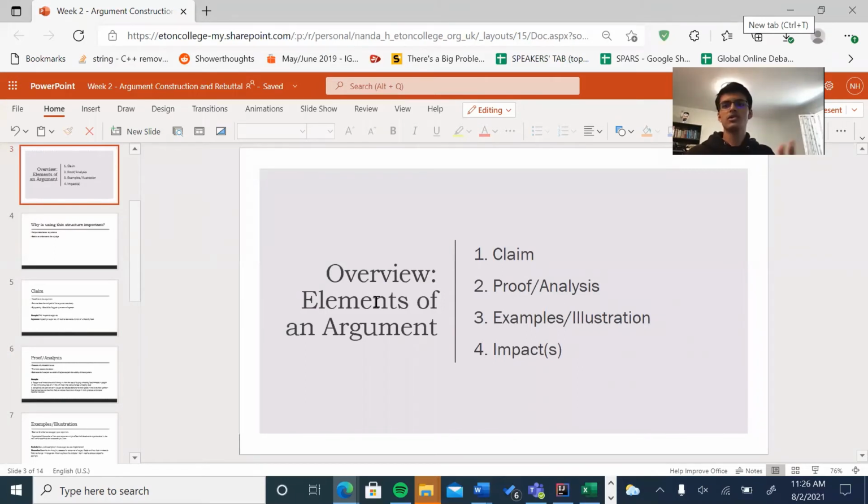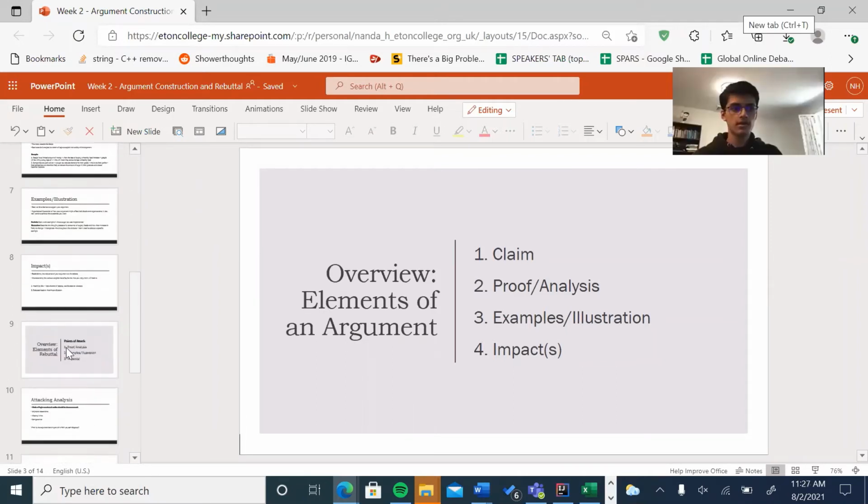So the claim, which is the headline, which summarizes the argument; the proof and the analysis, giving reasons why an argument is true; the examples and the illustrations, which ground it in reality or show a precedent for that argument; and finally the impact and what the carry-on harms or benefits are on society and on people. Okay, thanks. Any other questions?